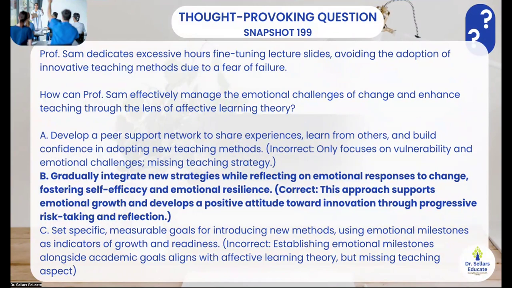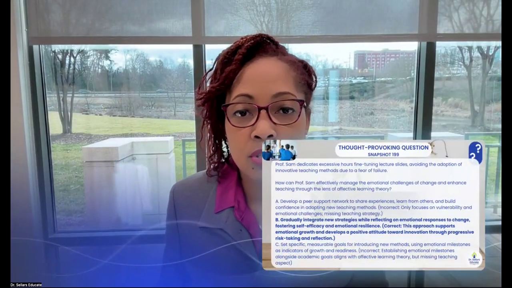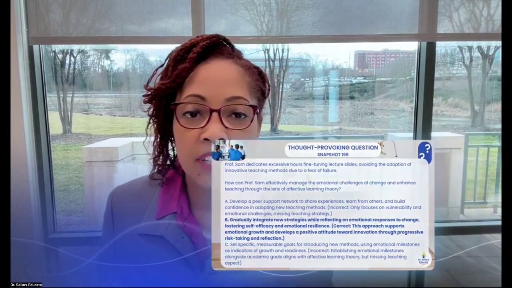So going back to A, again, that focused on developing that peer network and learning from others. And C focused on those specific measurable goals for introducing new methods, which is great, but we're missing that teaching aspect, which B so specifically talks about. Okay, so it talks about integrating new strategies while also reflecting. We want to do both. We want to be able to engage in those new strategies, and we also want to reflect on what we could do differently.